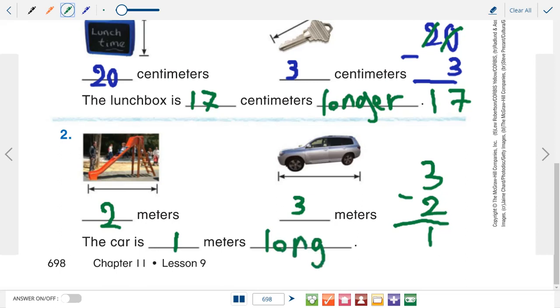Okay. I think it is clear like this. I'm trying to make it clear.